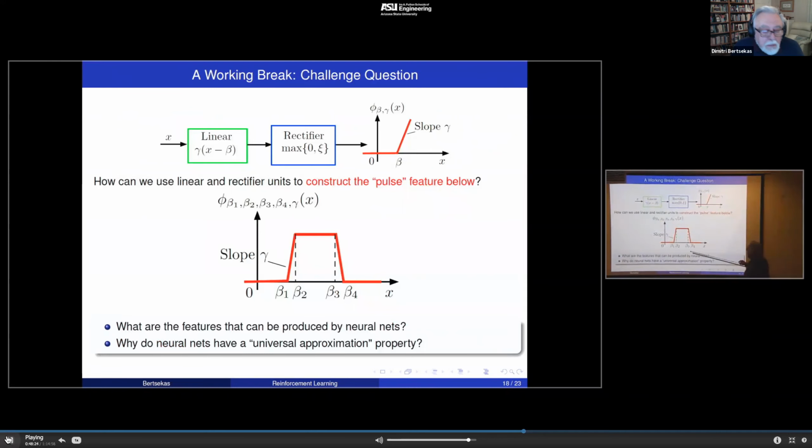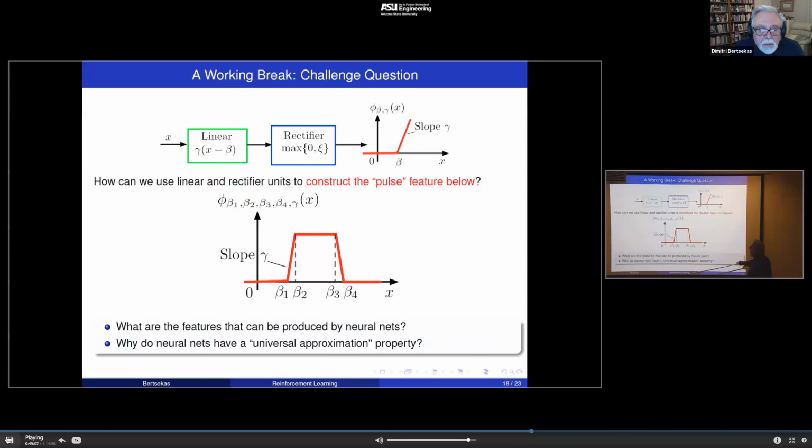Let's look at how neural networks generate features. And I'm going to look at a single variable problem, a one-dimensional state, x. If you pass x through a linear function, it becomes this function here. It involves a different slope gamma and a horizontal shift beta. So if you pass x through a linear layer and then rectify that, then you are going to get this red function. Okay?